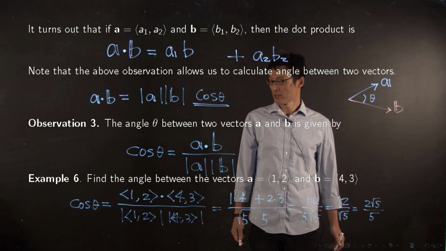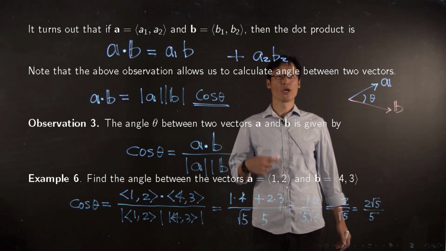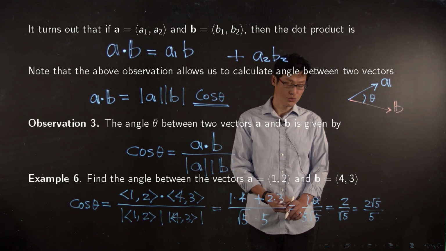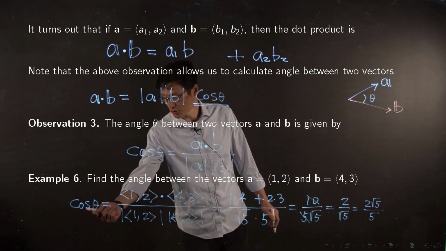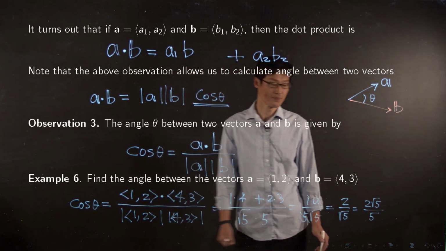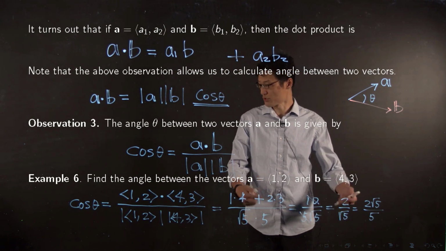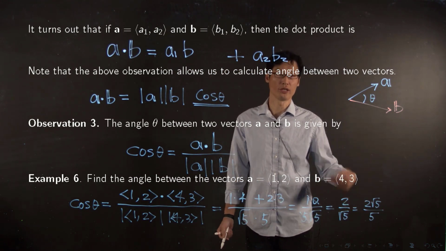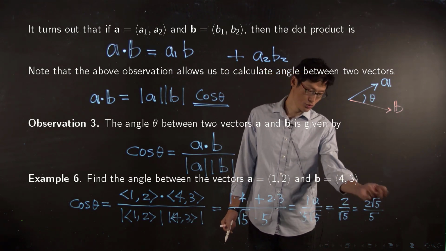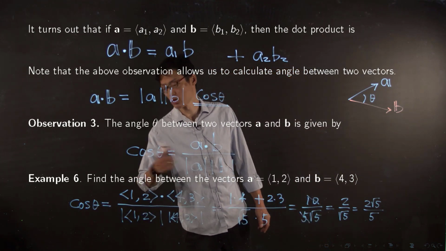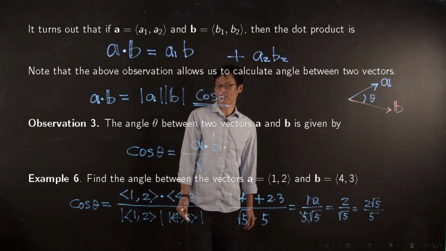If you want, you can use a calculator to find an approximation of this angle theta. For example, you can use arc cosine, inverse cosine, and you can use this value to find an approximation of this angle.